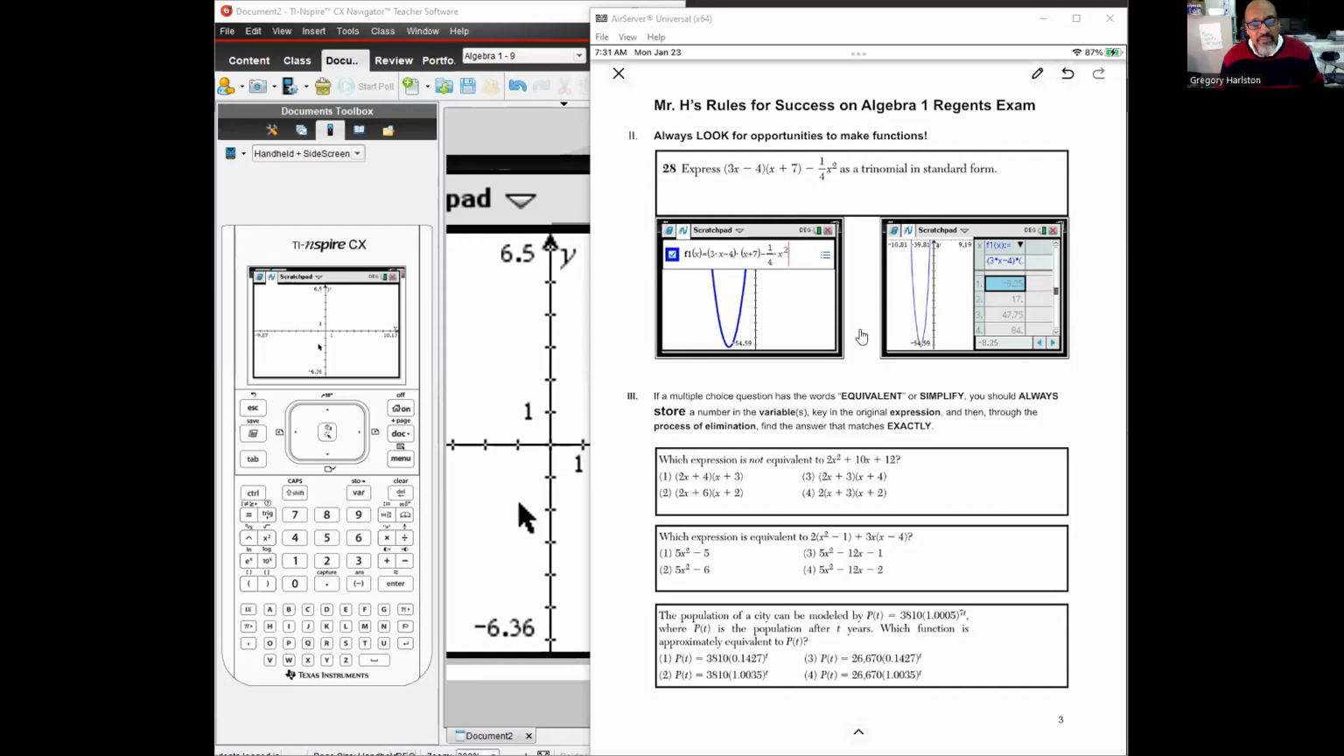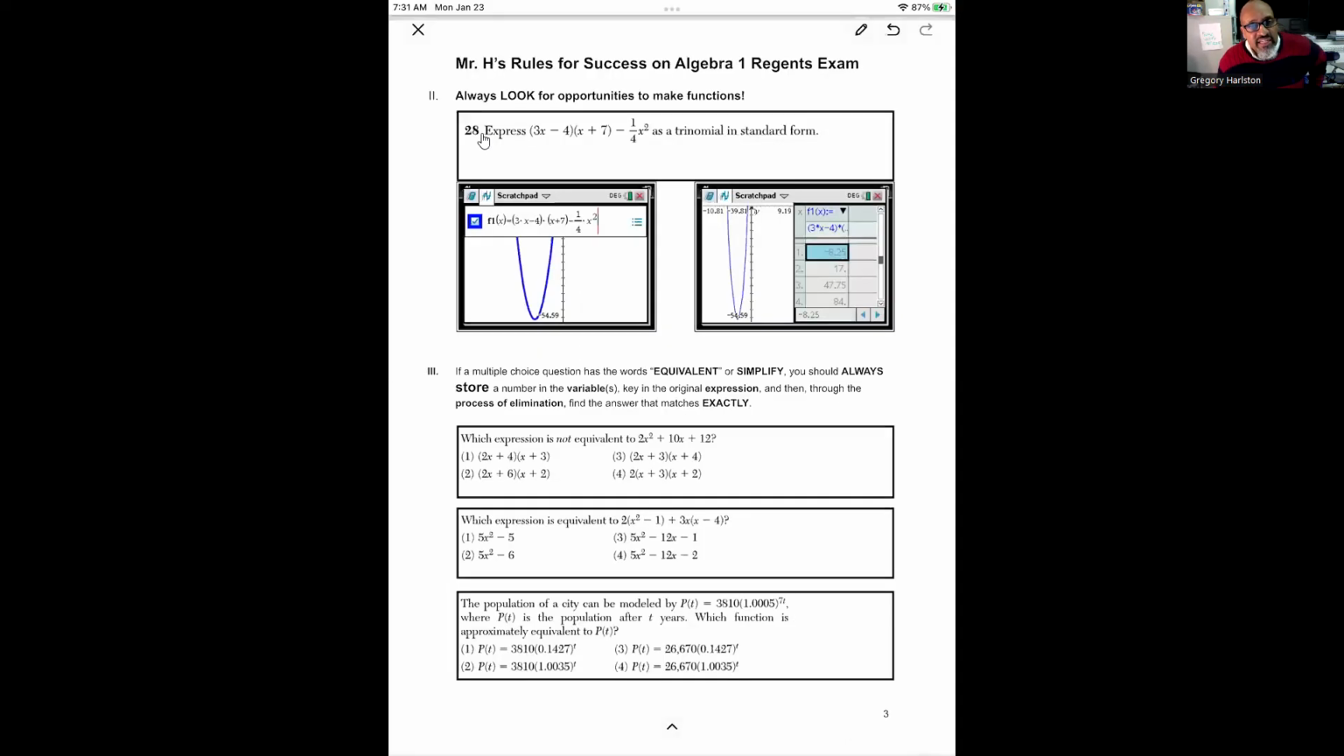All right, so what you see on my iPad is, first of all, a show your work question. It says express 3x minus 4 times the quantity x plus 7 minus 1/4 x squared as a trinomial. By the way, trinomial just means 3 terms. So they're saying when you get done, you should simplify this to 3 terms, and it needs to be in standard form. Now, everyone should know what standard form is.